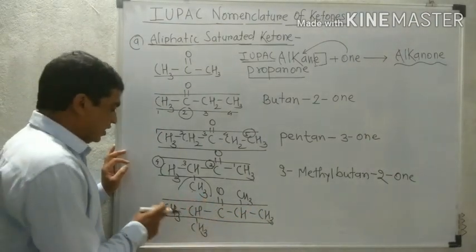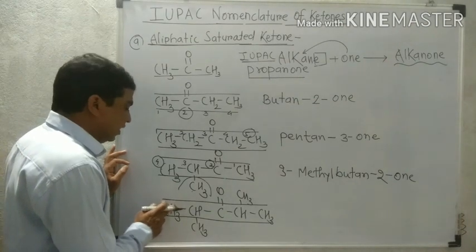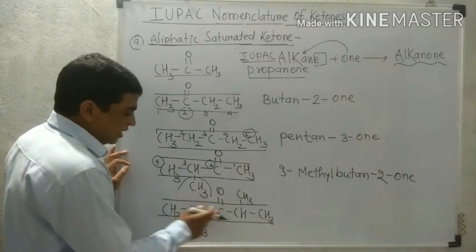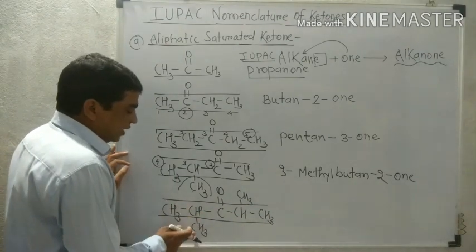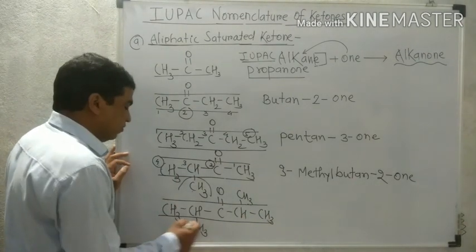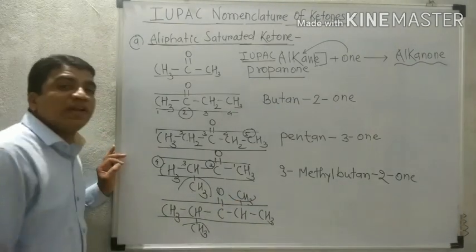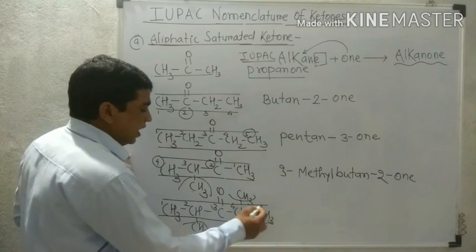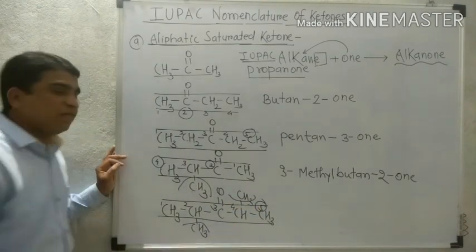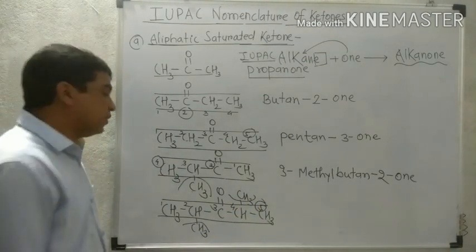Numbering from any other end, because from this end the C=O double bond is present at the third carbon, and from this end also. Here also the second carbon contains 1 methyl, here also the second carbon contains 1 methyl. Therefore, you can number from any end in this way: 1, 2, 3, 4 and 5. The total number of carbons is 5, because the corresponding alkane is pentane.